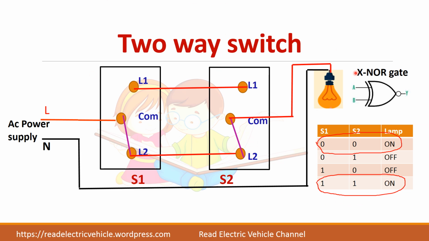Okay, so when you do staircase wiring, you can write the truth table of an XNOR gate and make the connections like that. There is also another method to wire this two-way switch, that is, where your truth table will be similar to an XOR gate. That can also be done.